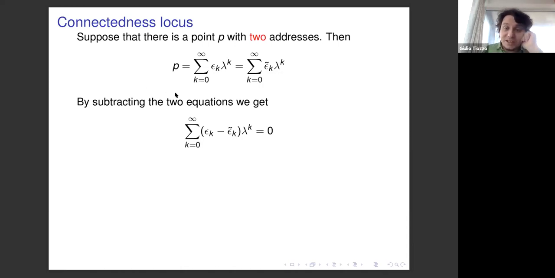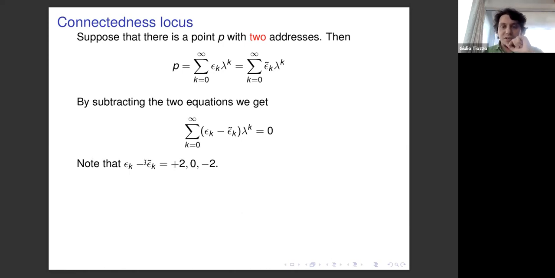And what are the possibilities for this difference? Well, epsilon k is plus or minus 1, and epsilon k tilde is also plus or minus 1. So if you have plus 1 and plus 1, you get 0; if you have plus 1 minus 1, you have 2; and if you have minus 1 minus 1, you have 0.